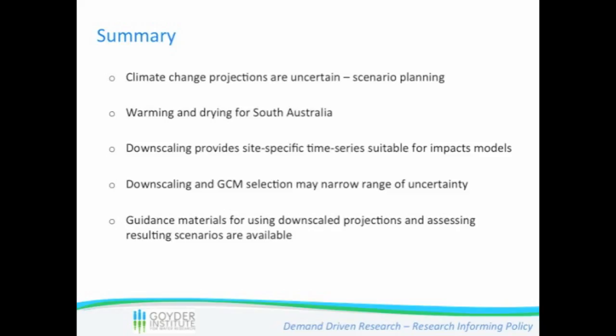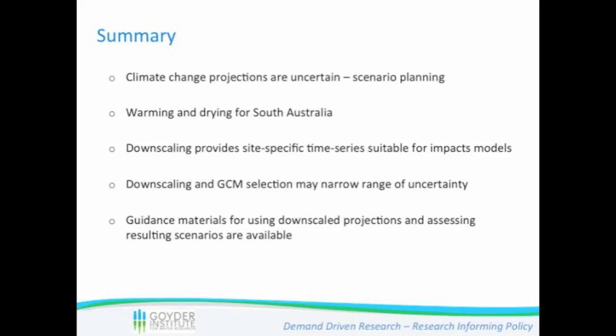So in summary, climate change projections are uncertain. They're a tool for scenario planning. They're not telling you exactly what the future is going to be. They're telling you the most likely or plausible directions of change. And the results that we've seen today and in the report show that warming and drying is a consistent projection for South Australia. The downscaling provides site-specific time series. As we've seen in Graham's presentations, they were able to use them in a number of impacts modelling investigations.